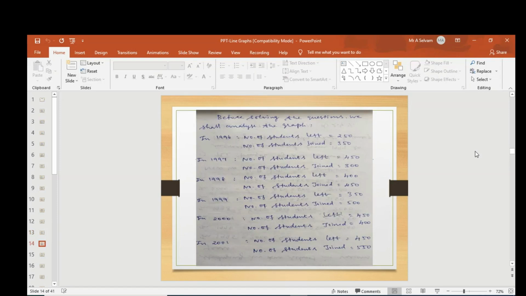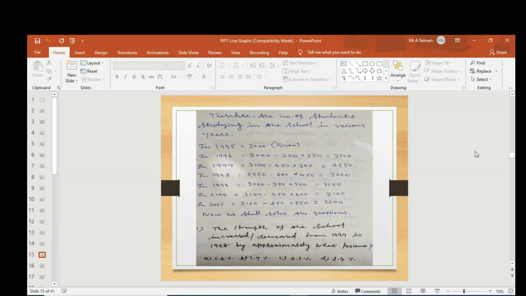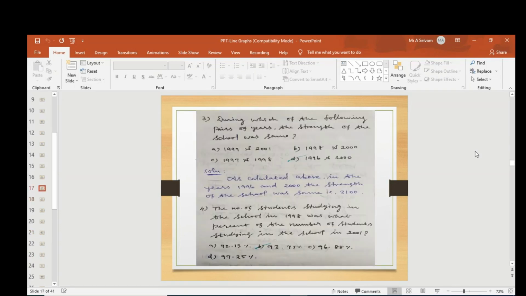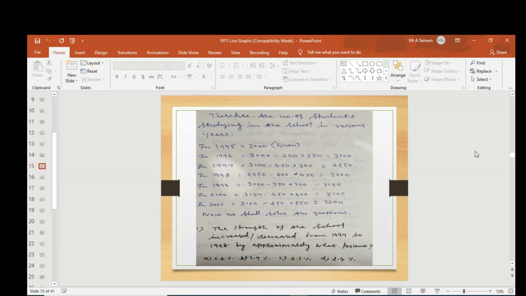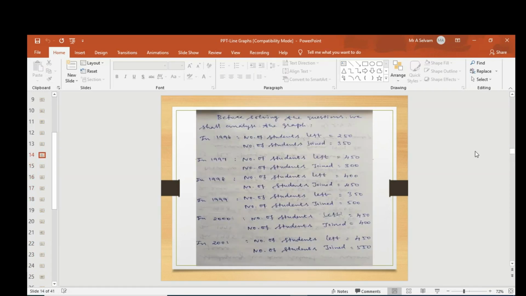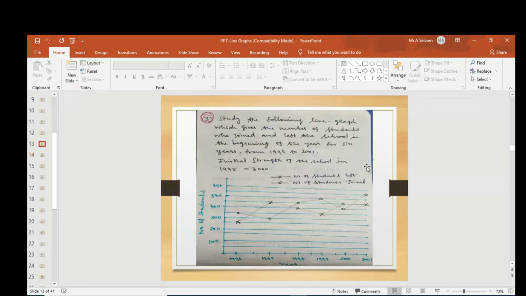Okay, look at that part. So many questions are there, and the line graphs we discussed previously, now we can understand somewhat easily. Before solving the questions, we shall analyze the graph, because we can interpret the values, which means it will be easy for us to calculate.